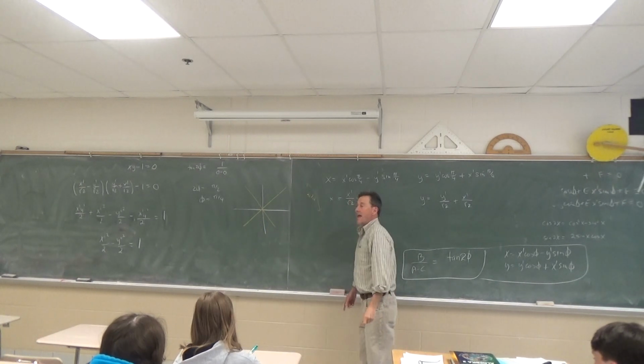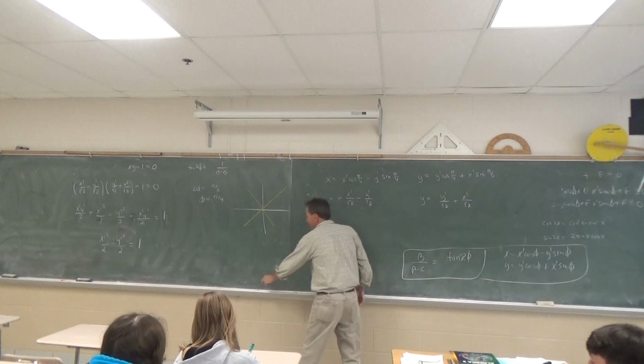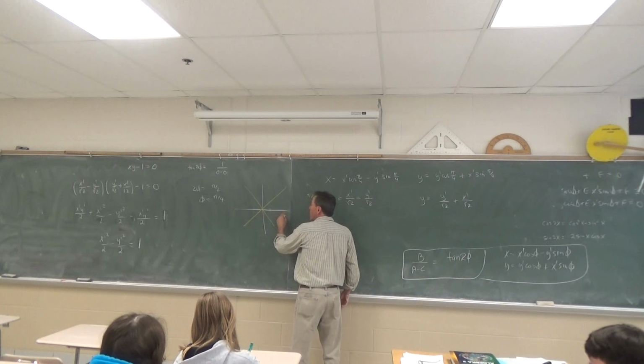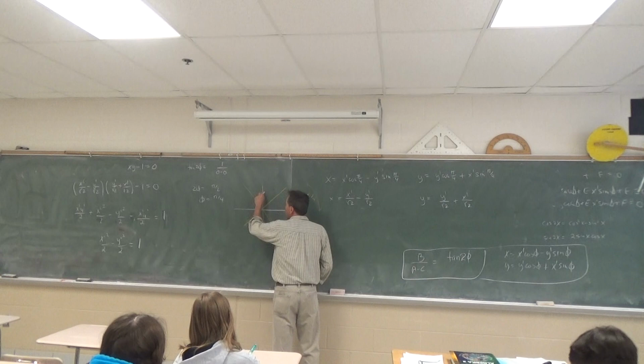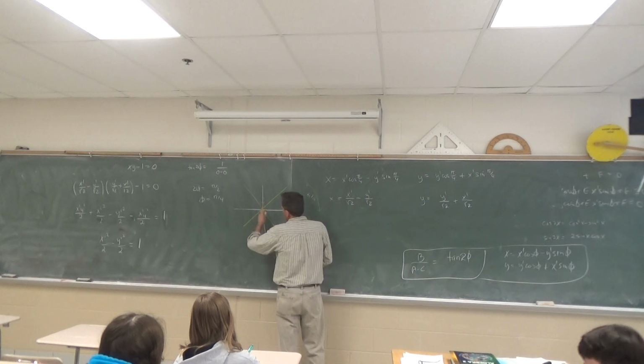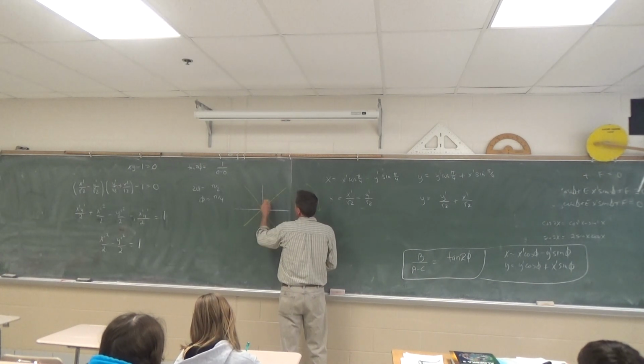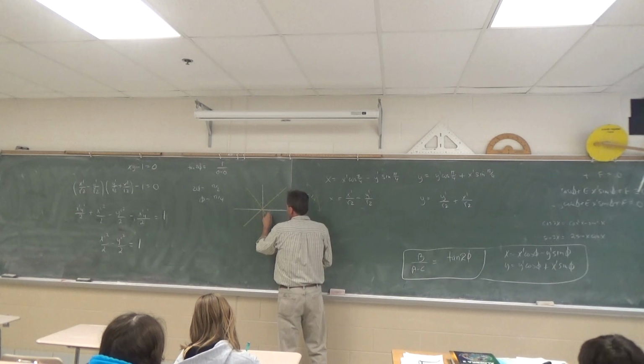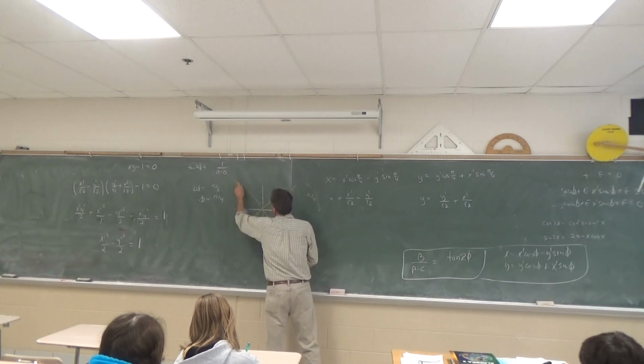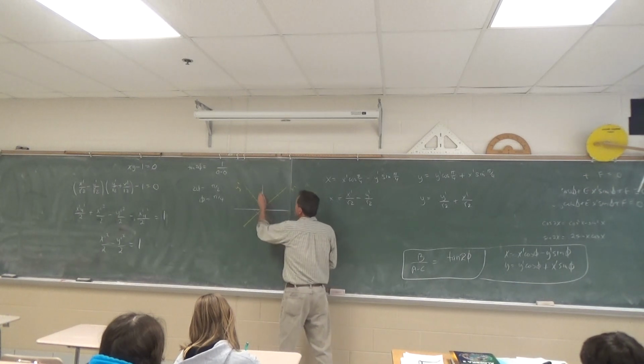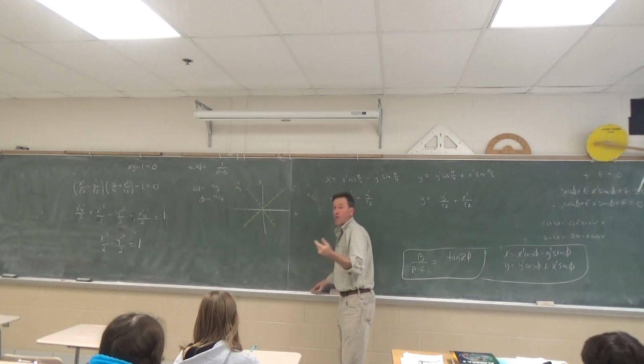Right? And then, if this is your scale, 1, 2, 3, 4, and this is your scale, same scale, 1, 2, 3, 4, 5. This is x prime and y prime. Now, it doesn't get weirder, but the power of this is pretty neat.